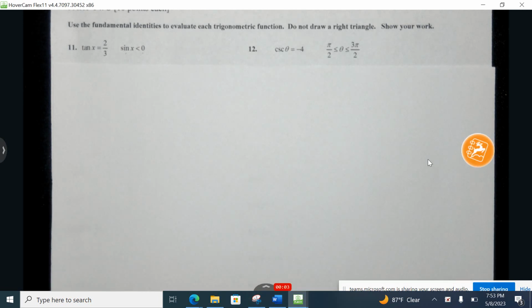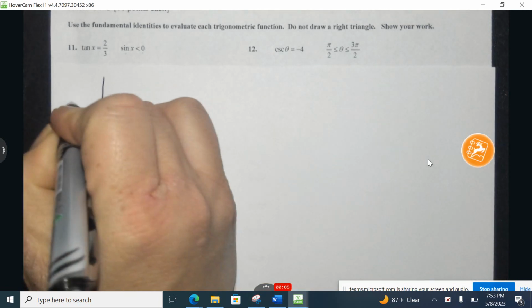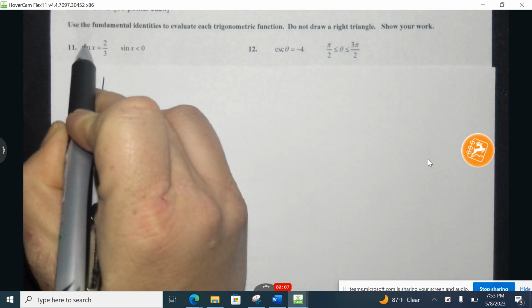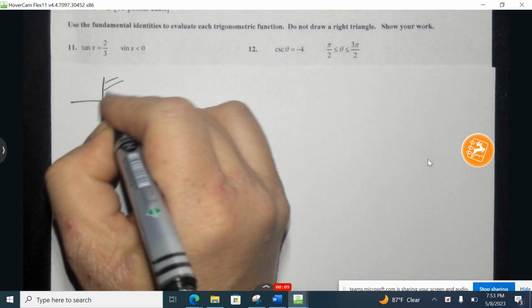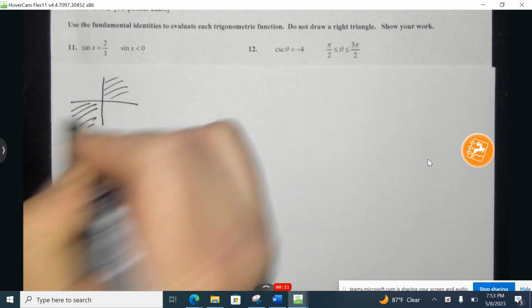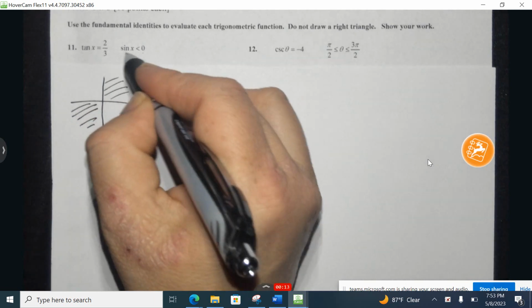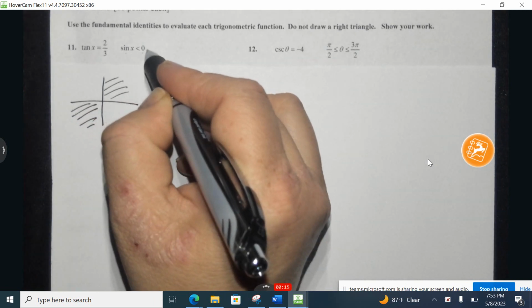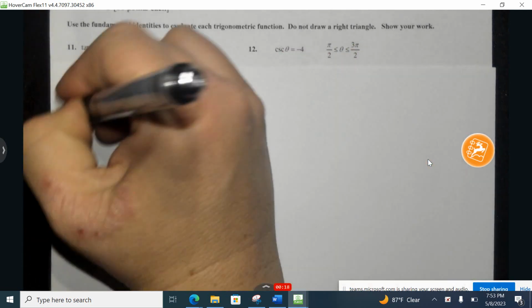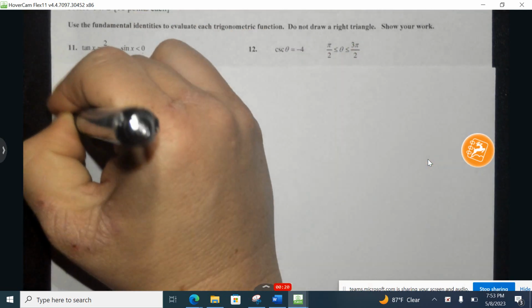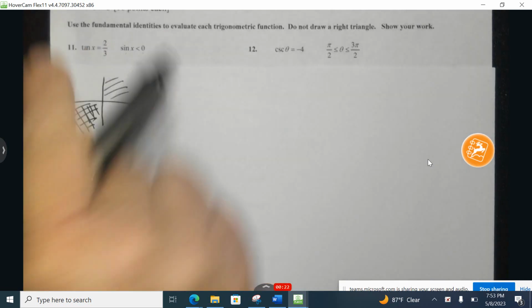Looking at number 11, I know that we can't draw a circle, but this says that we have a tangent that's positive. Tangents are only positive in quadrants 1 and 4. And then it tells us the signs, like the y's have to be less than 0. That means that sines have to be negative, or the y's have to be negative. So the only place out of these two where y's are negative would be quadrant 4.